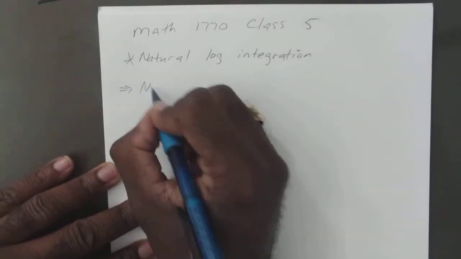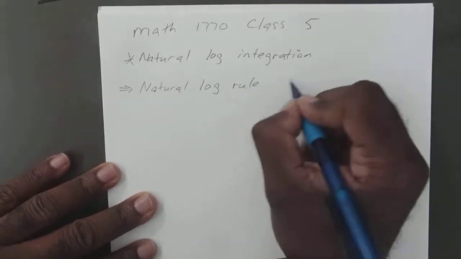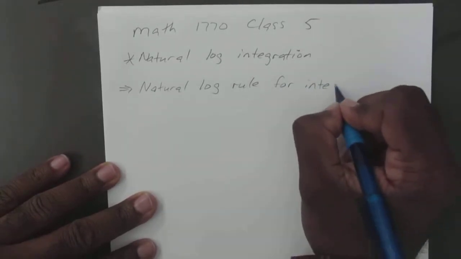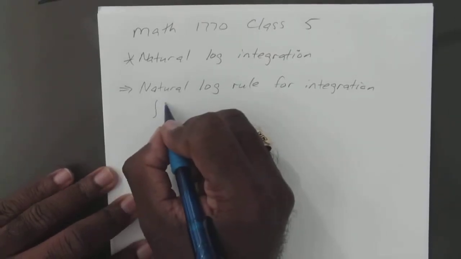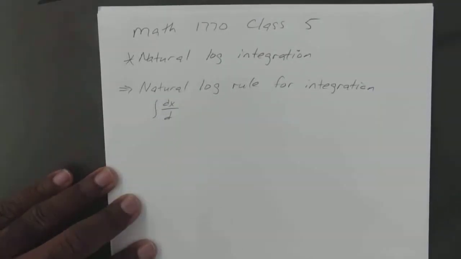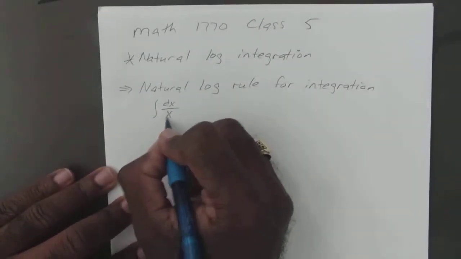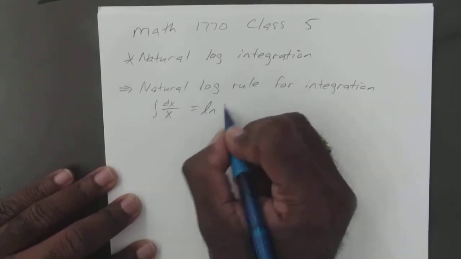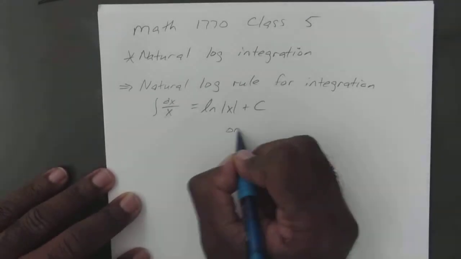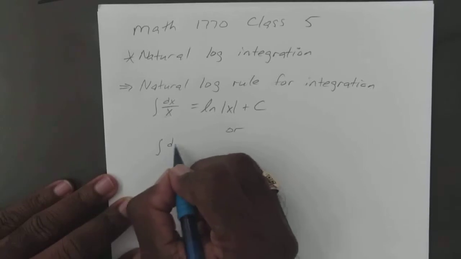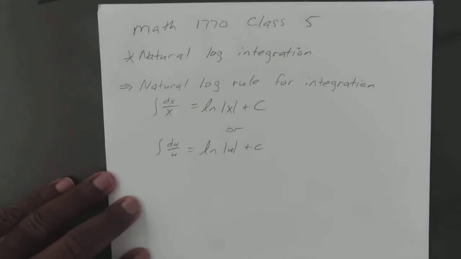Okay, so the natural log rule for integration: you have the integral of dx over x equals the natural log of the absolute value of x plus c, or the integral of du over u equals the natural log of the absolute value of u plus c.